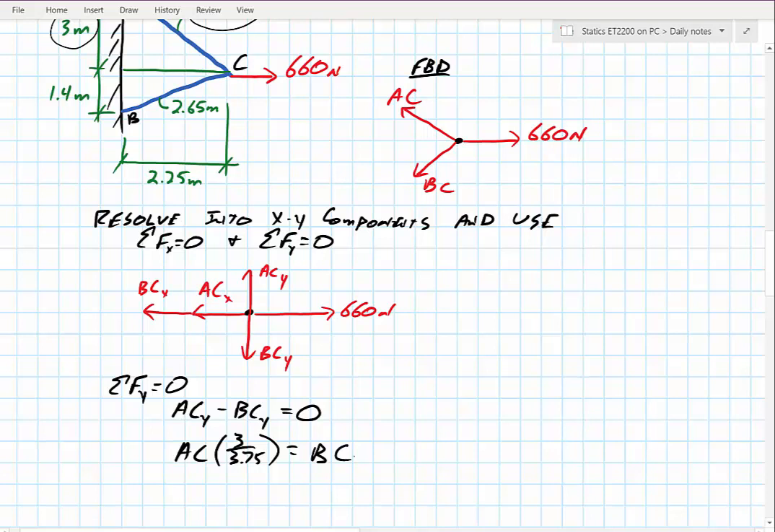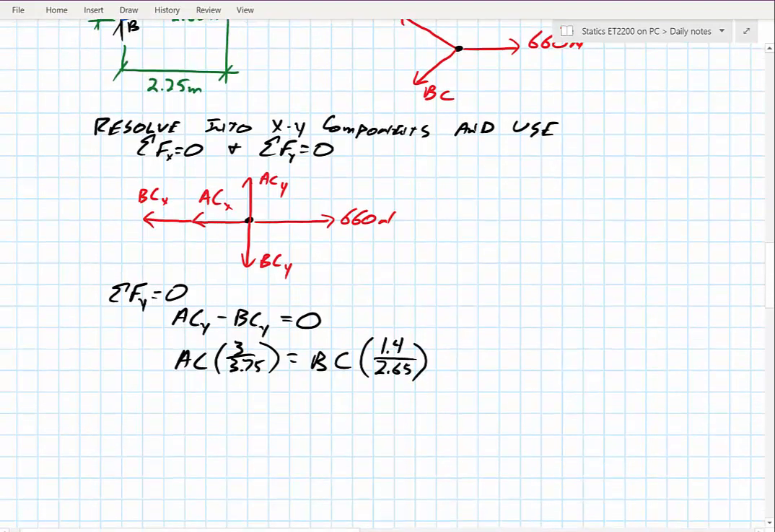And I'm moving the BC to the other side, just doing some algebra. Same idea, the y component is 1.4 for BC, with the hypotenuse 2.65. What that gives me is a relationship between AC and BC. What I find out is that BC is equal to 1.51 times AC.